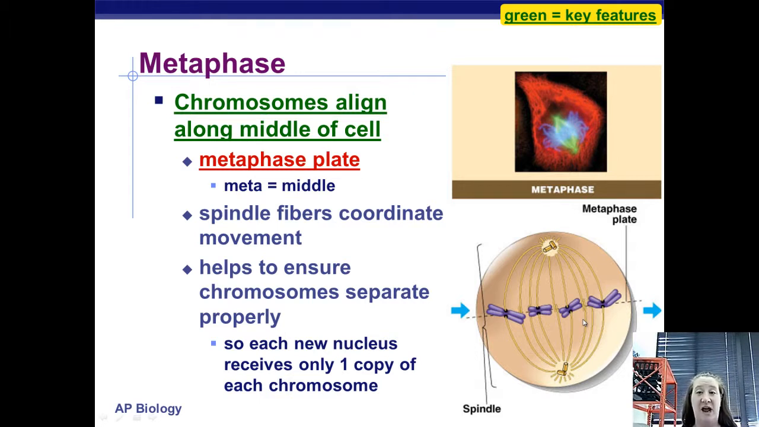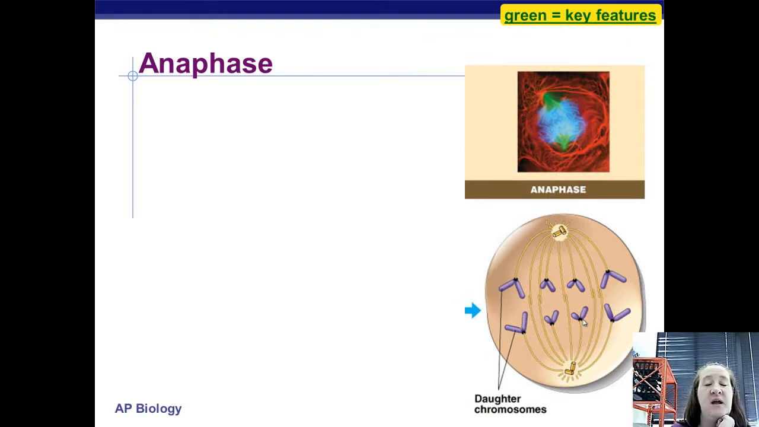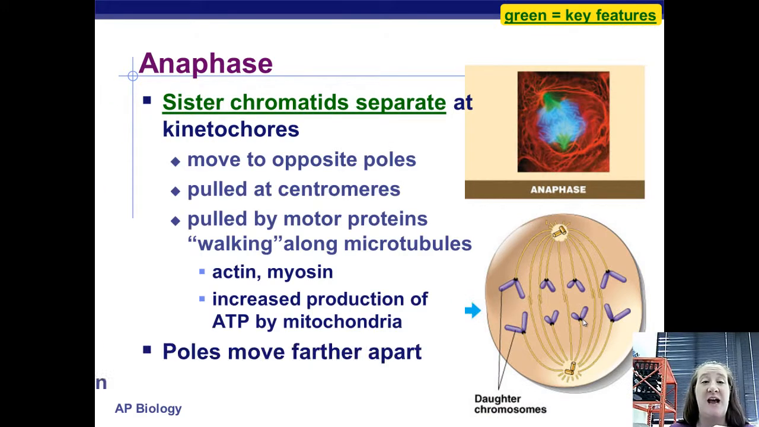If I wanted to divide the room in half, it would be easiest to put you all in one spot and then be like, okay, you there, you there, you there, rather than trying to decide how to divide the room in half when you're all standing anywhere you want. It doesn't make it as efficient. So lining them up and then pulling them in half is the most efficient way to get the chromosomes evenly divided. All right, so here's another picture of metaphase.